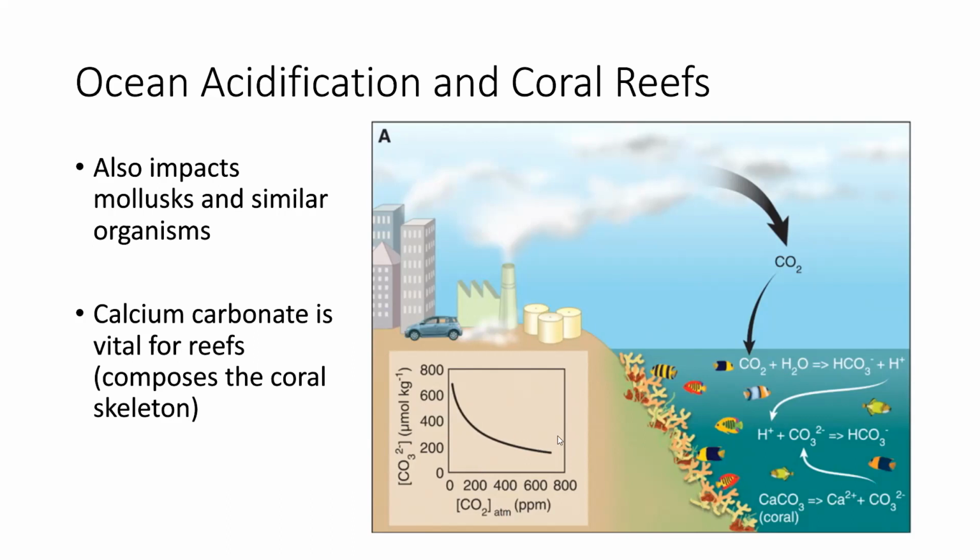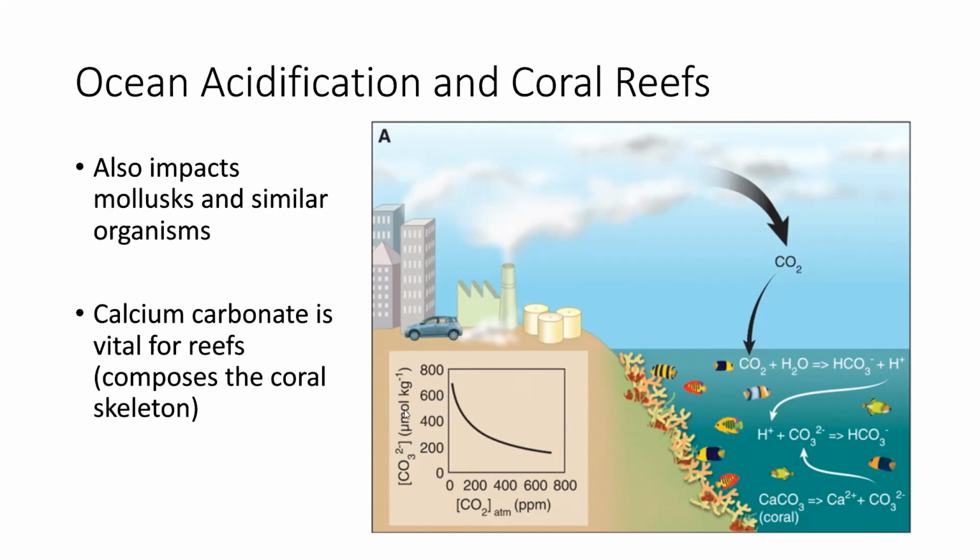And then what we can see here on this graph, if you're wondering, this is just showing the carbon dioxide concentration in the air on the x-axis. So it's increasing as we move right. And as we increase that concentration, we can see we're moving down on the y-axis. This is just the amount of carbonate in the water.